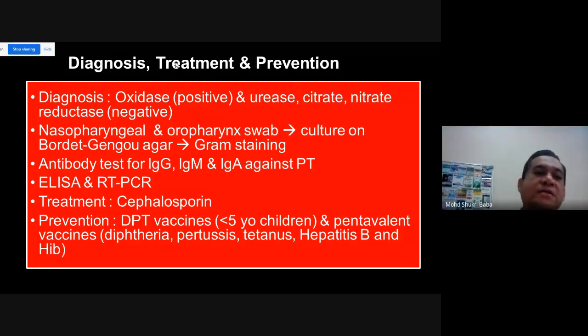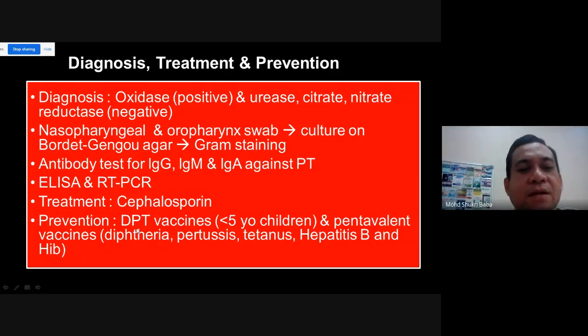Okay, prevention selain daripada pentavalent vaccine yang saya kata tadi, which is you can be protected by diphtheria, pertussis, tetanus, hepatitis B and HIB macam yang kita dah belajar tadi. Itu pentavalent because ada 5 disease. You also can get in hospital adalah DPT vaccine. DPT vaccine ni adalah 3 penyakit saja. Diphtheria, pertussis, tetanus. 3 yang pertama ni saja.